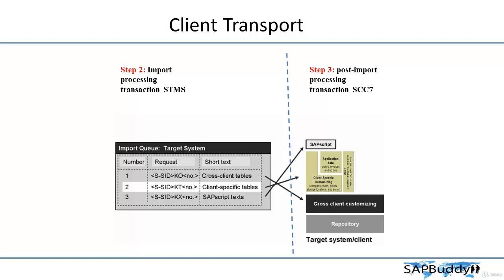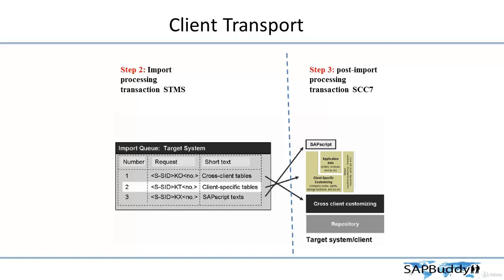Then the second step, you will do the import process using STMS. Again, this depends on the type of data you have selected. That means the type of profile which you selected. Based on that, you are going to create the number of files. Based on the data, you will have these files.